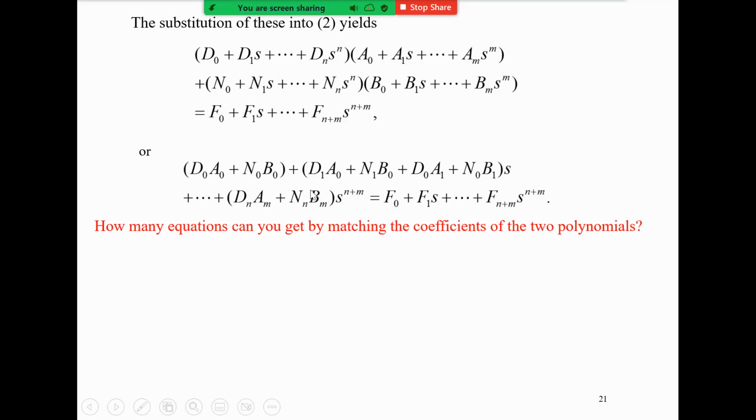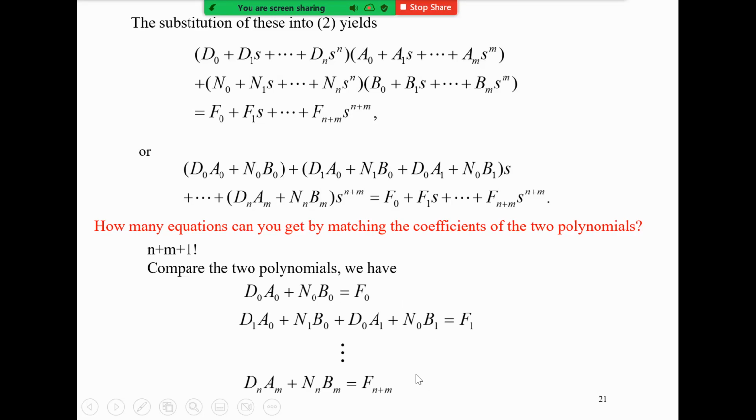Now, we need to match, right? To make those two polynomials the same, all the coefficients should be equal to each other. So how many equations can you get? Because you look at the coefficients, there are m plus 1, right? That's the number of equations you can get by matching the coefficients. Okay, then you compare the two polynomials. Actually, we will have m plus n plus 1 equations.